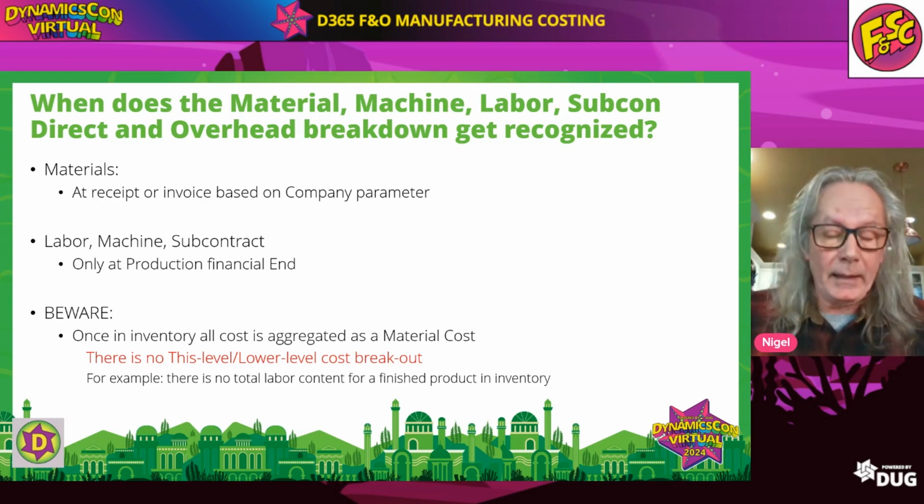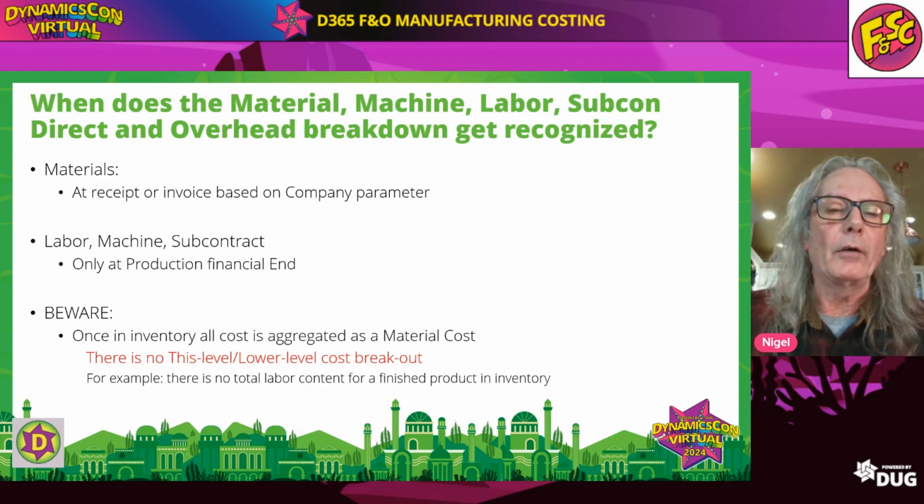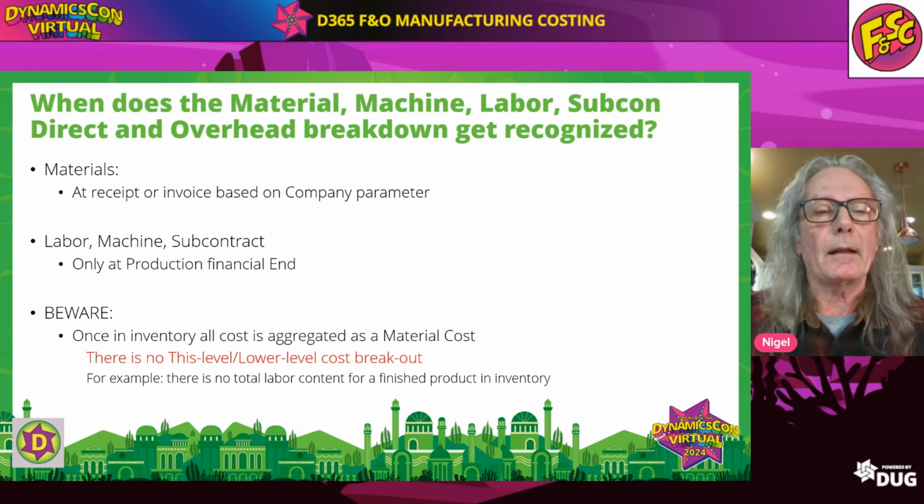In the actual cost world, it will put it into inventory at nominal, what I was describing earlier, until you end that production. And again, be careful. It may be putting it in at zero. So I've got to beware at the end here. Once it is received into inventory, all distinction between material, machine, labor, subcontract, and overhead is lost. At that point, if it's used in a parent production order, it will all be considered material cost.